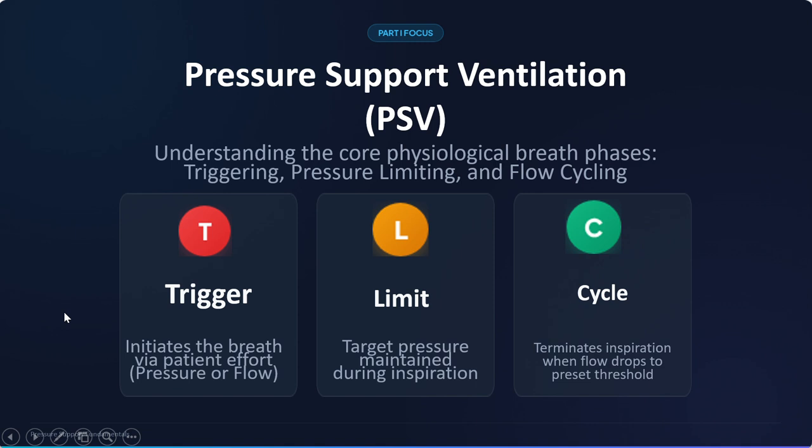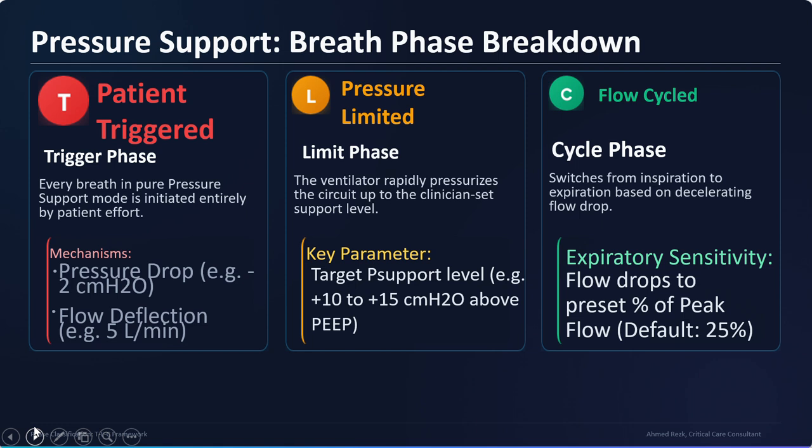First part, focus on pressure support ventilation, understanding the core physiological breath phases, TLC. Trigger: initiated breath via patient effort, pressure and/or flow. Limit: target pressure maintained during inspiration. And the last, cycling: terminate inspiration when flow drops to a preset threshold. Pressure support, preset and breakdown.